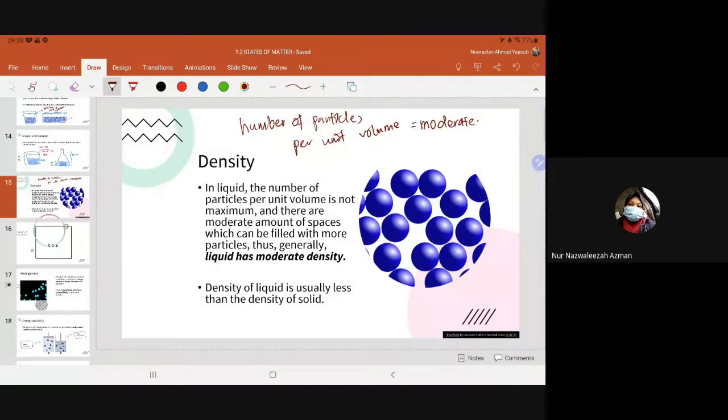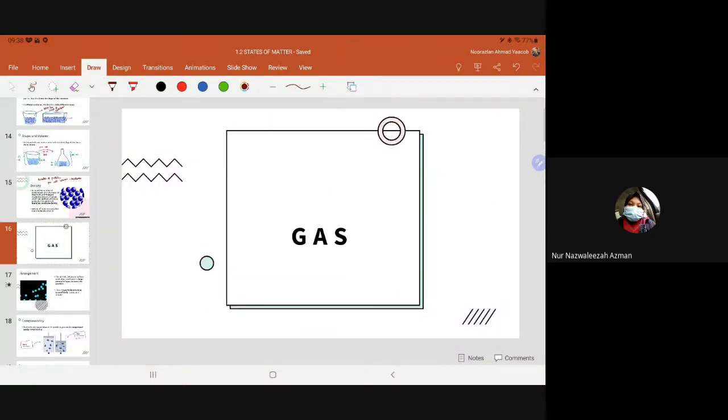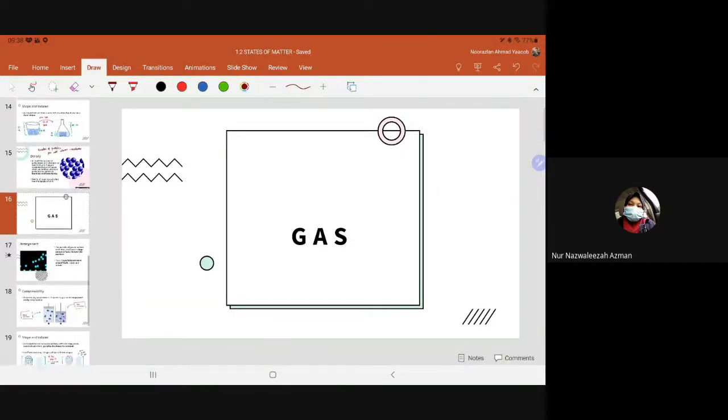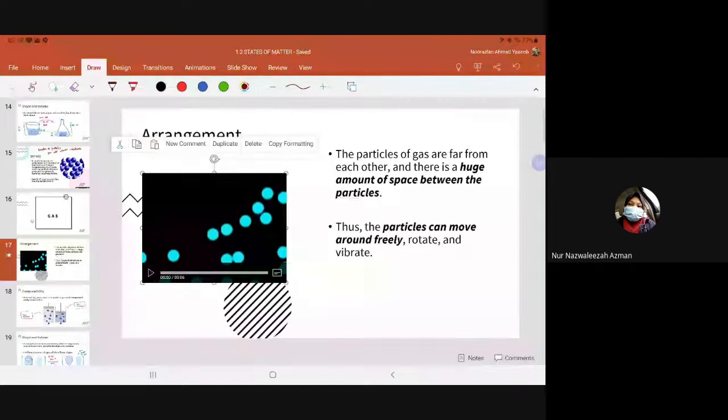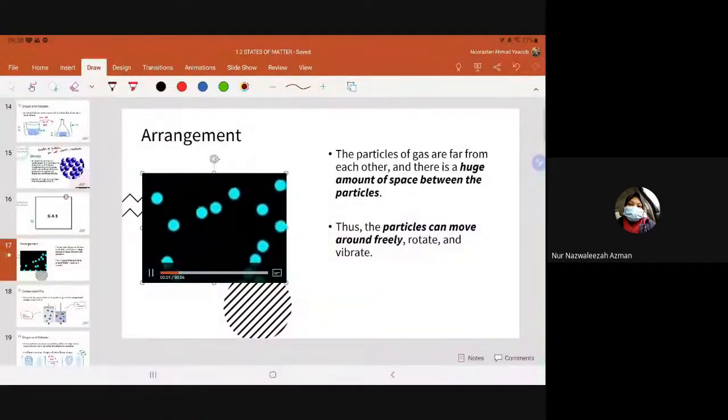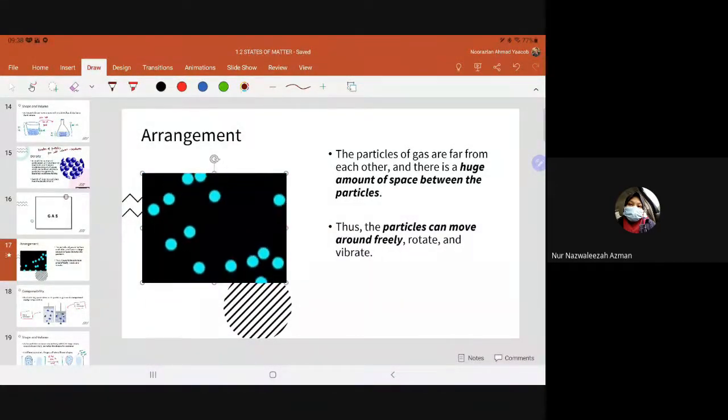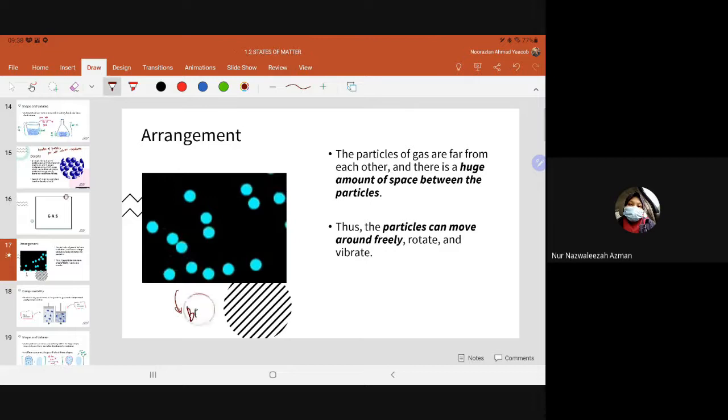Alright. So now we look into gas pula, the last part of this subchapter. Kalau gas ni, we look at the arrangement of particles, ciri yang pertama. Kita tengok dia bergerak bebas. Okay. Dia bergerak bebas macam tu. So kita panggil pergerakan tu, kalau kamu pernah dengar dulu, dia panggil sebagai Brownian motion ataupun pergerakan Brownian.